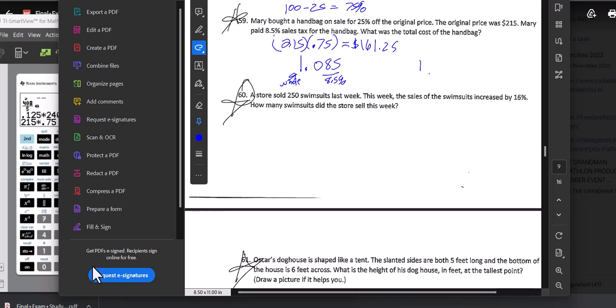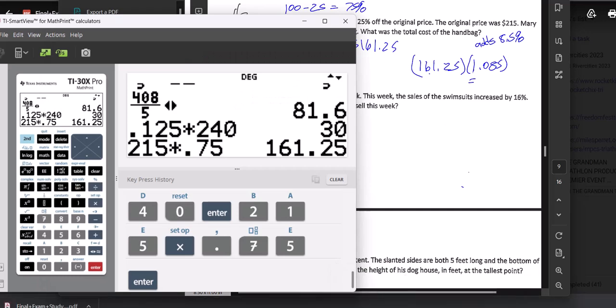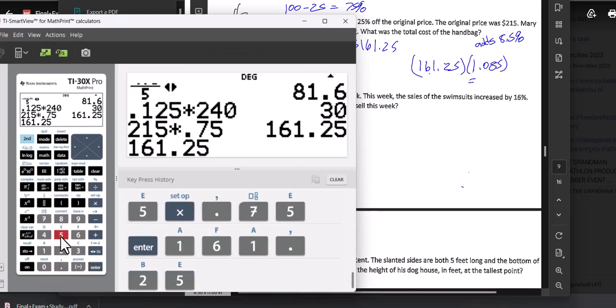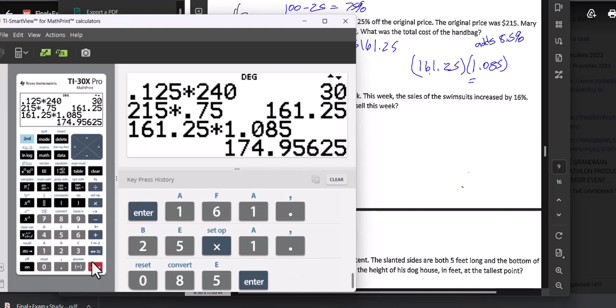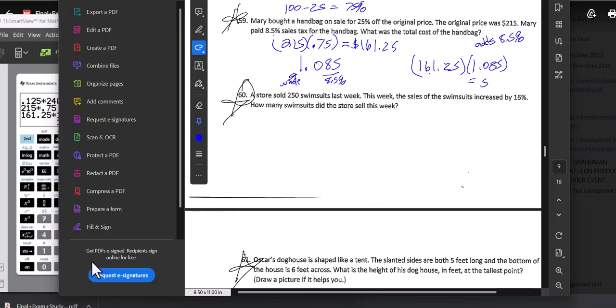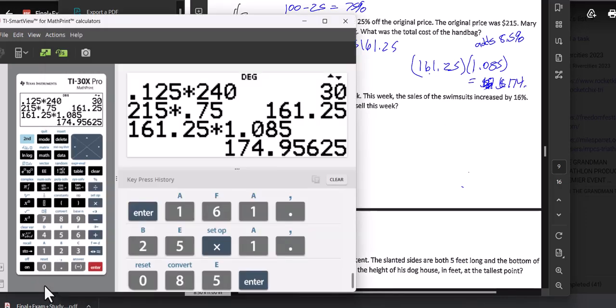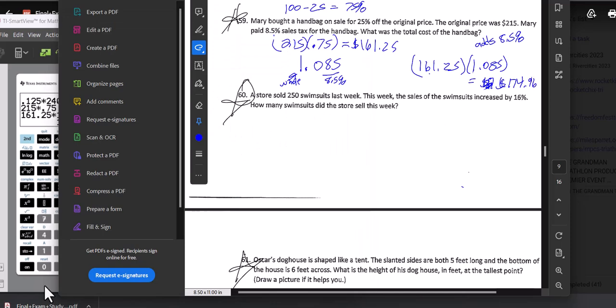So if I take my number, 161.25, and I multiply that by 1.085, what this does is it adds 8.5% to 161.25. And I get 174.96.